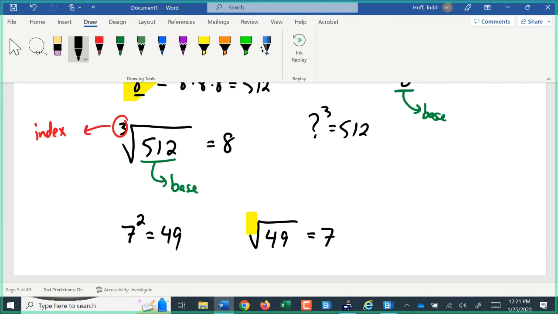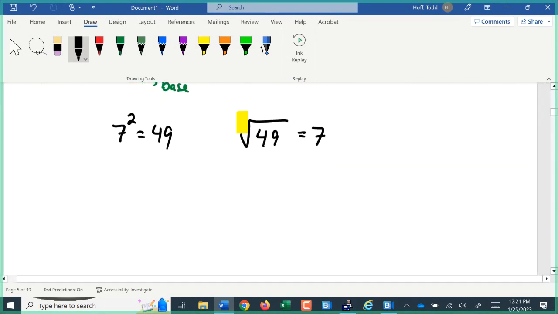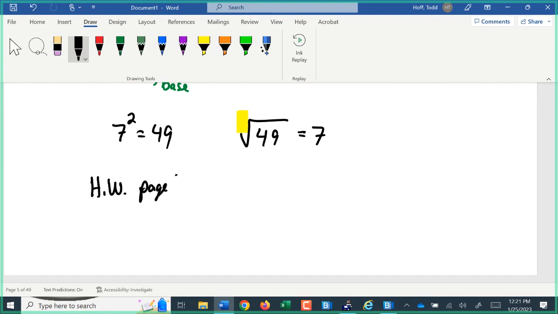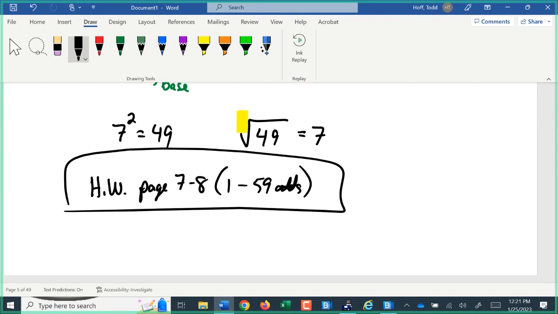We don't have any more time left, so I'm not going to get into how the powers and roots affect the negatives, but we'll let you guys look that over. Your first homework assignment is out of your book, page 7 and 8, 1 through 59 in the odds. Now I realize that is 30 problems. Remember, I do not collect your homework and grade it. The homework is here for you to practice and learn. So I always put the little caveat out there.